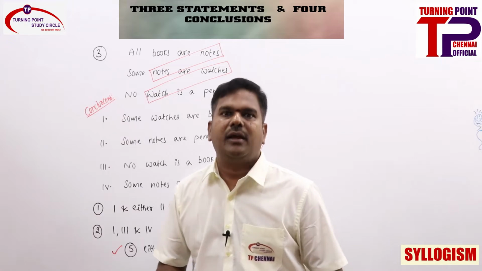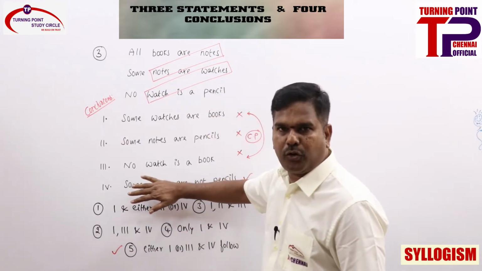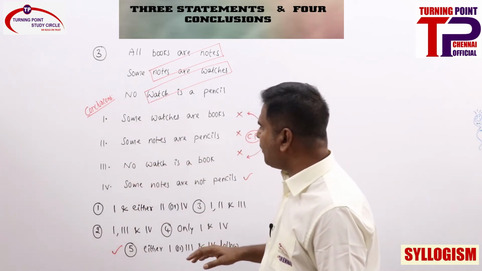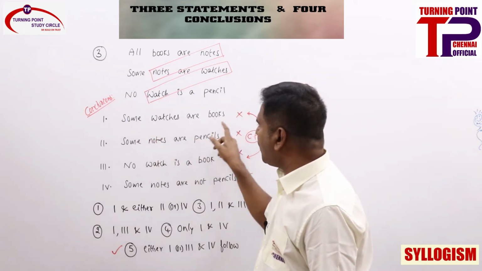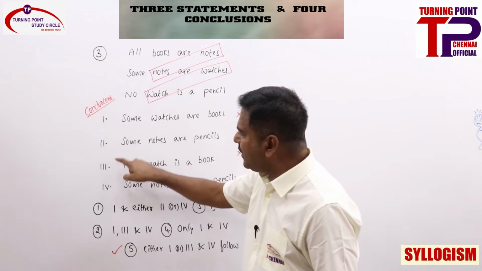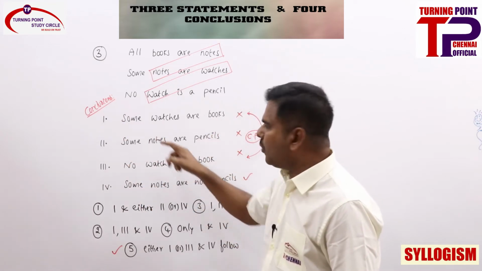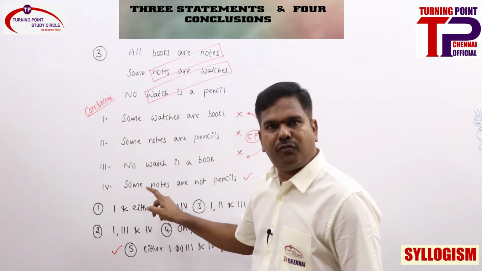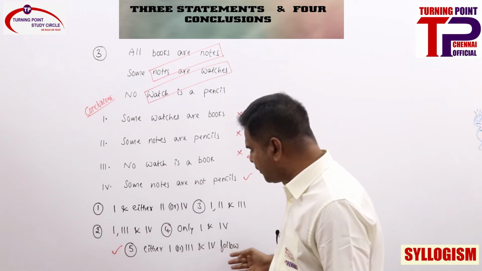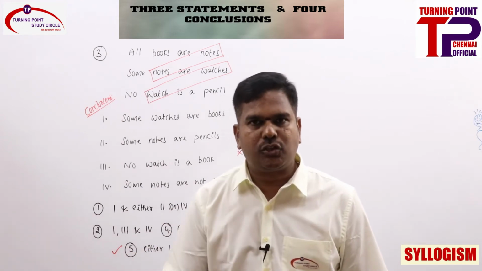Finally, what we need to check? Complementary pair. While checking the complementary pair, we need to keep aside the fourth one because we already got it as true. Among 1, 2, 3, what are the complementary pairs? Some watches are books. Some notes are pencils. No watch is a book. So 1 and 3, I-E, is a complementary pair. Subject and predicate are the same. So either 1 or 3 and 4 follow. Are you getting it? Either 1 or 3 and 4 follow. Where is that option? Fifth option. So go ahead with that one. Shall we move ahead with the next question?